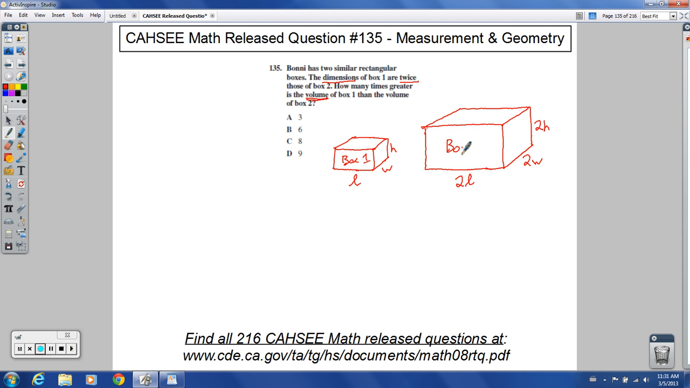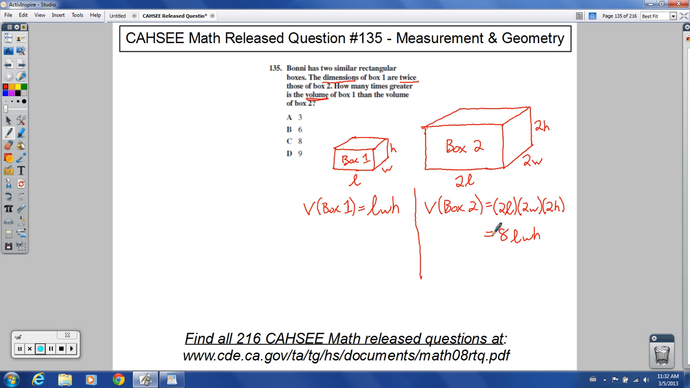This is box 2. And so the volume of box 1 would just be length times width times height. But the volume of box 2 would then be 2 times the length, because that's the new length of this one. It's 2L. The new width of this one is 2W, and the new height of this one is 2H. If we multiply that all together, 2 times 2 times 2 is 8. So you have 8LWH.